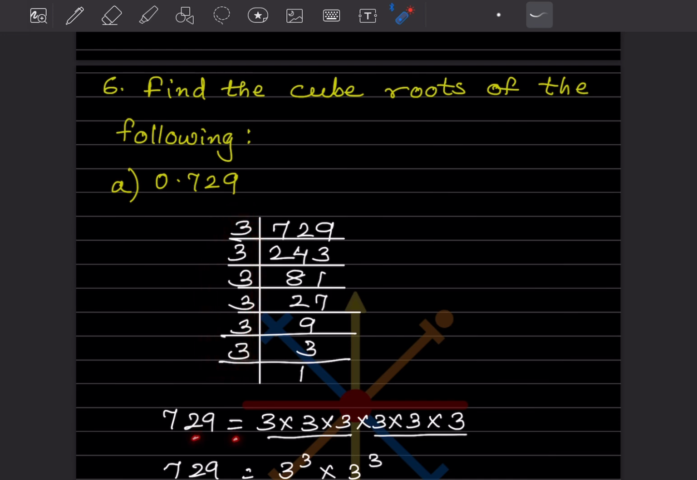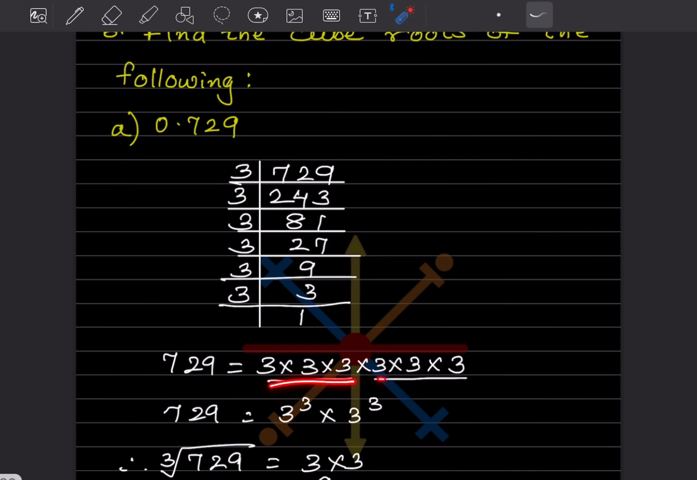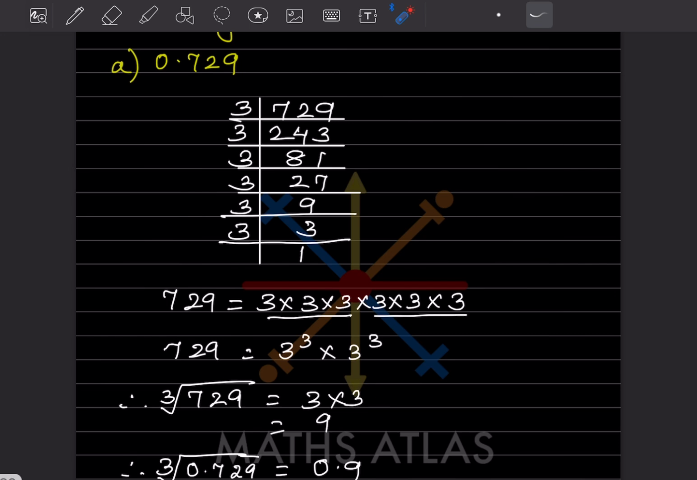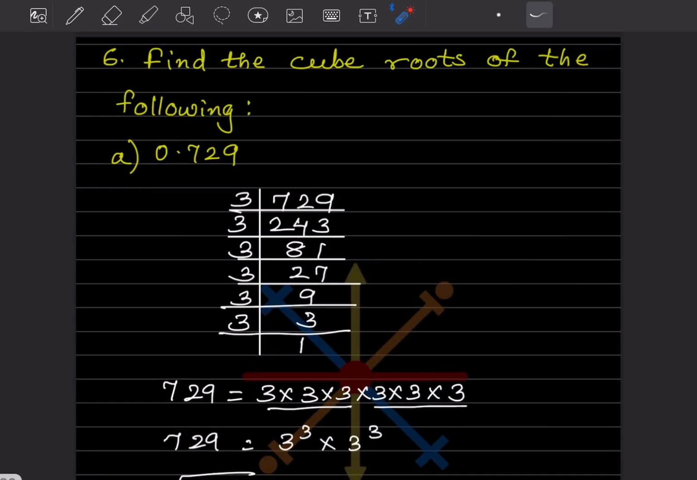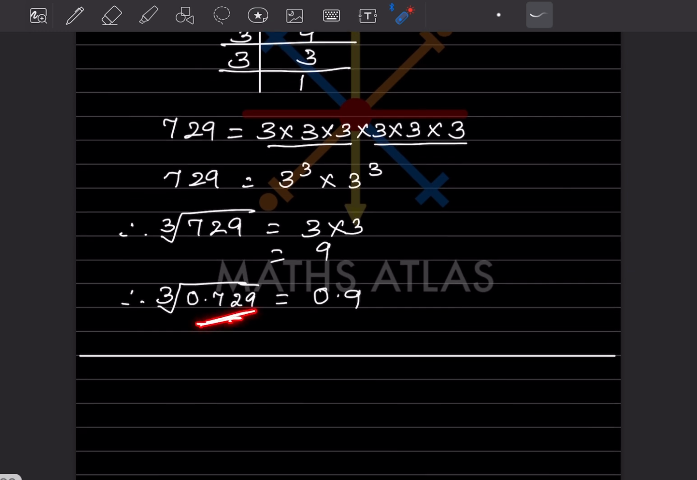So for 729, we got 6 threes. So we are going to group them, 3 each. So this is going to be 3 cube into 3 cube. Therefore, cube root of 729, you are just going to take the base of it, that is going to be 9. We don't want 729, but we want the answer for 0.729. So cube root of 0.729 is going to be 0.9.